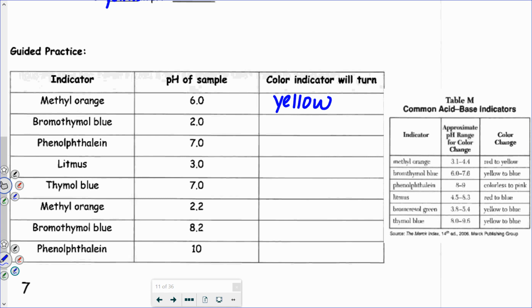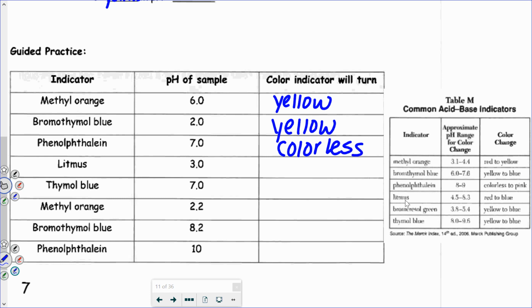Example number 2: bromthymol blue at a pH of 2. Here's bromthymol blue. A pH of 2 is less than 6, so it's going to be yellow because it's less than the number on the left. It's the color on the left. Next, phenolphthalein at a pH of 7. Here's phenolphthalein. 7 is less than 8, so it's less than the number on the left, so it's going to be the color on the left, which is colorless. It would be clear or like a cloudy white.